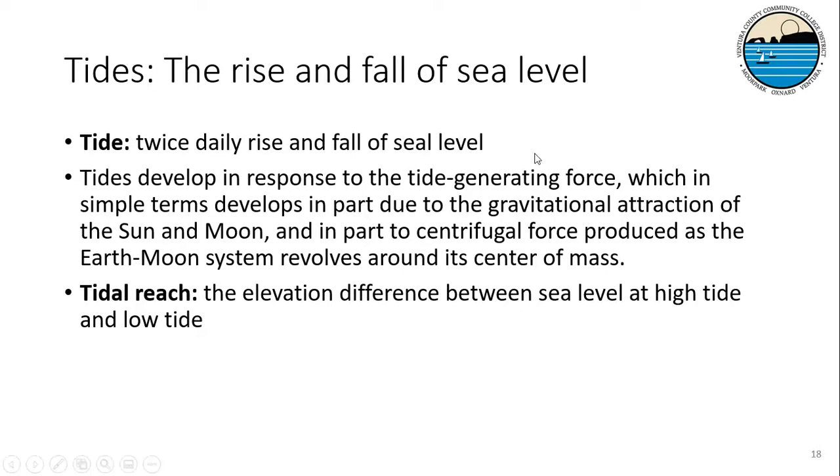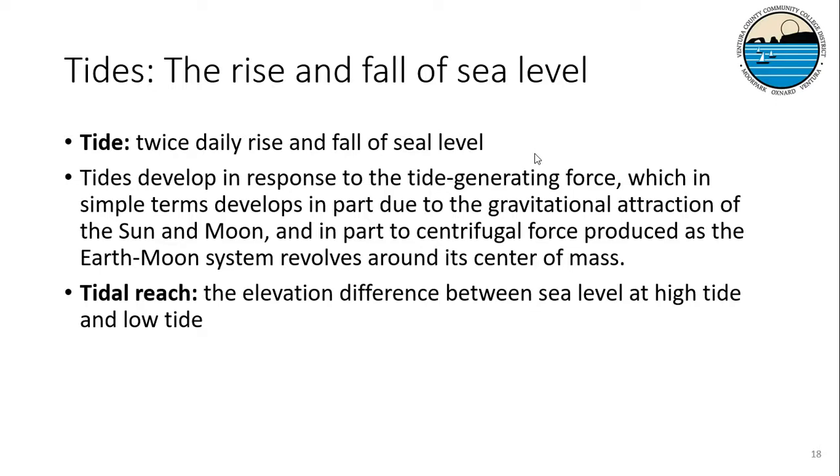And the tide is in response to a tide-generating force. Basically, in a nutshell, it has to do with the gravitational attraction of the sun and moon. And this creates a centrifugal force produced as the Earth-Moon system revolves around its center of mass. And so it's basically because we have the moon that we have tides. And the tidal range is the elevation difference between sea level at high tide and low tide.